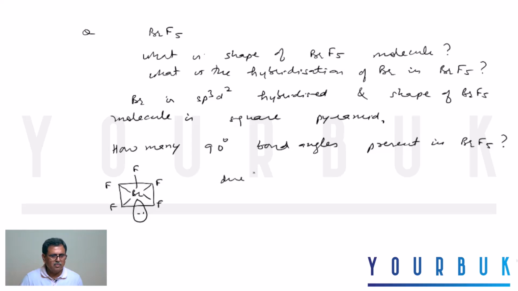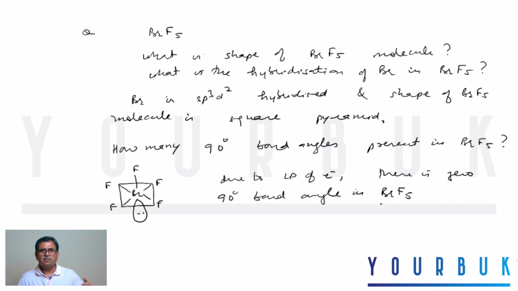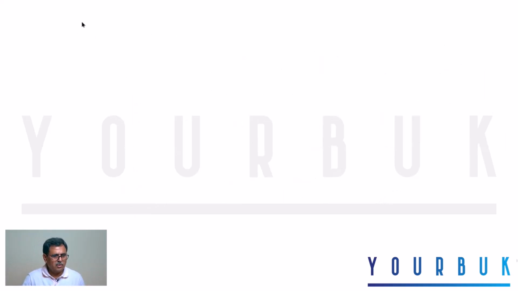So due to lone pair of electrons, there is 0 90-degree bond angle in BrF5. So the answer will be 0. So this is the way we differentiate the question. So we are taking BrF5 molecule, but we are framing different questions from the different exams. We take one more example.